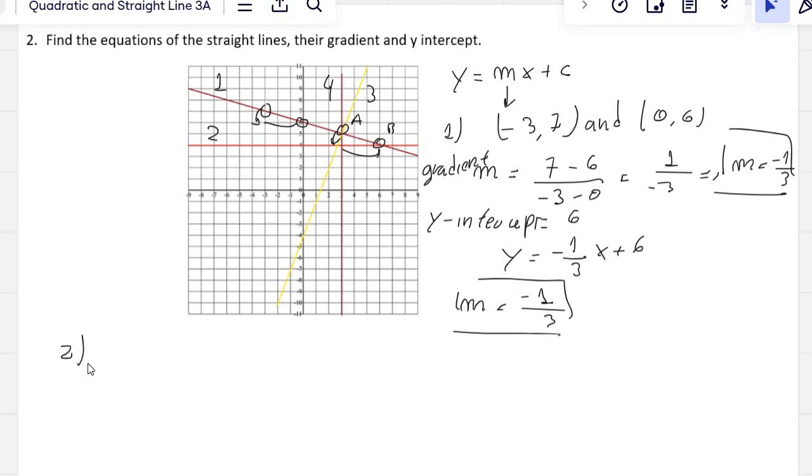Equation number 2 is a horizontal straight line, so the gradient is 0. Okay, the equation is y equals 4, and the y-intercept is equal to 4 because it's the value where the line intersects the y-axis. And I'm not going to do number 3 because it's the same as number 1.